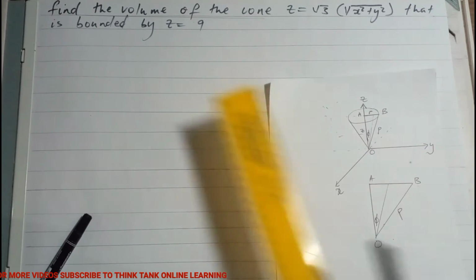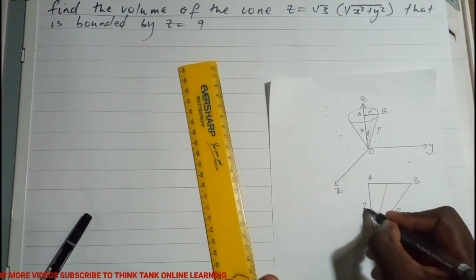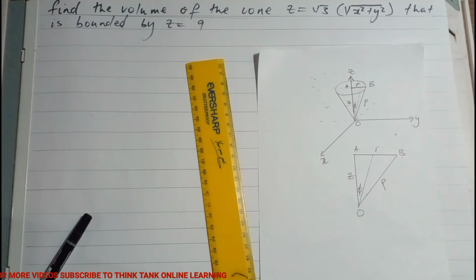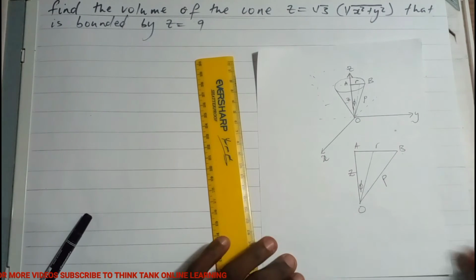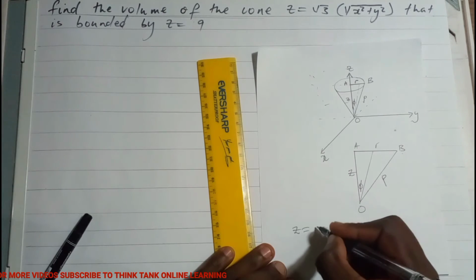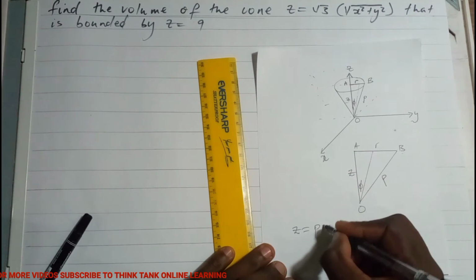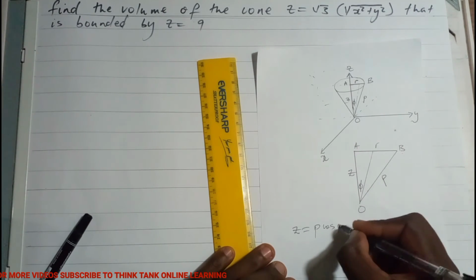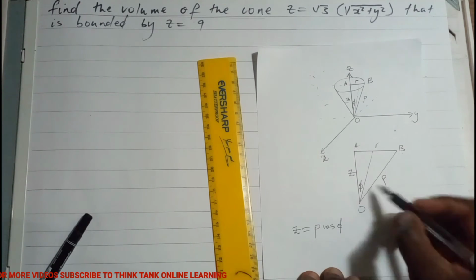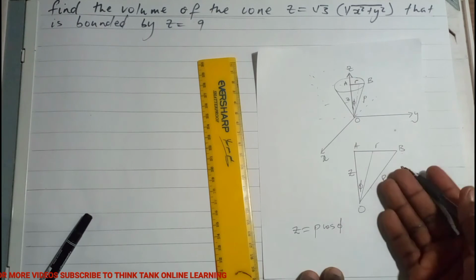So what we're going to do, I know this is Z and this is the radius. Okay, so first of all, I'm going to express rho in terms of Z and phi, and we know that Z is equal to rho cos phi. Okay, so if we say this angle is phi, we can just say adjacent over hypotenuse.